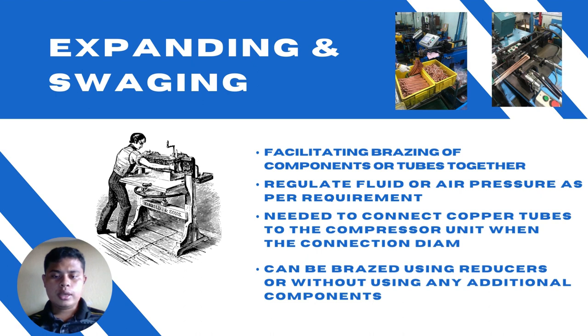The expanding and swaging process is an action to make the brazing process much easier. The process is conducted when you need to connect tubes together, especially with a different diameter for each tube. The end of the tube will be expanded or swaged, following the requirement needed. The product will then be brazed, either using a reducer or without any additional components.